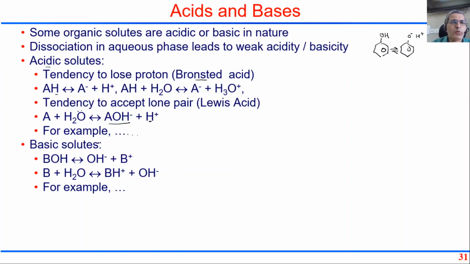Or if you talk about a base, then for example ammonium hydroxide, NH4OH, will dissociate into OH minus and NH4 plus ion. So that's a Bronsted base. Or it would react with water and make BH plus and OH minus. A Lewis base has a tendency to accept a proton, because the base has a lone pair, nitrogen lone pair, so it will accept a proton. So that is called a Lewis base, right? So you remember all that.